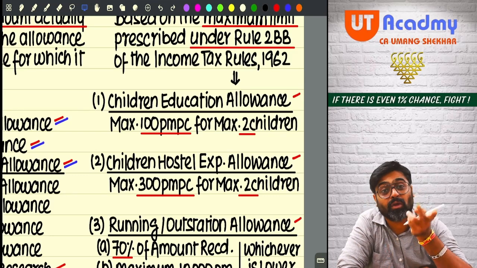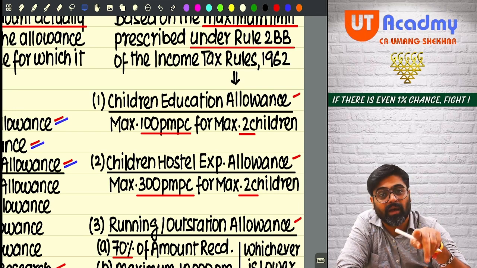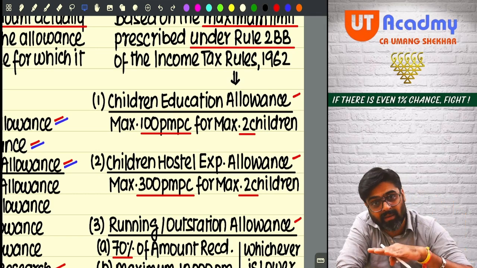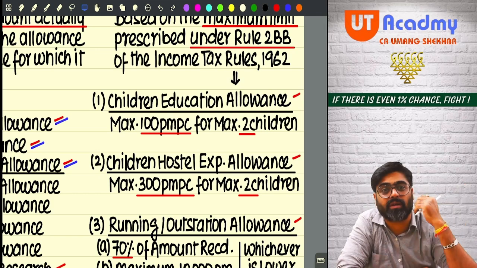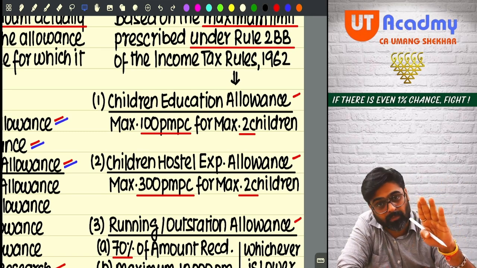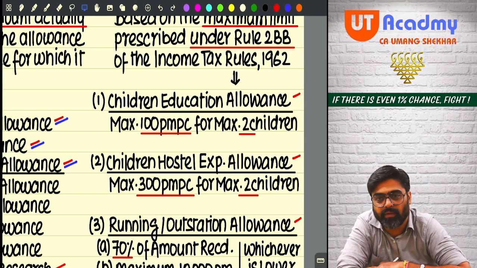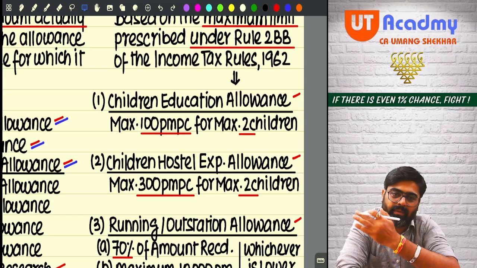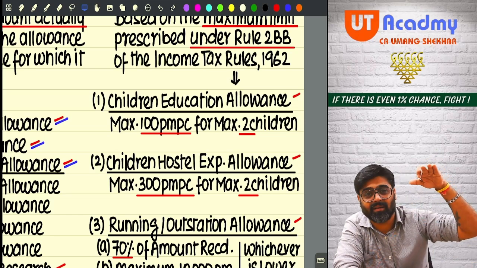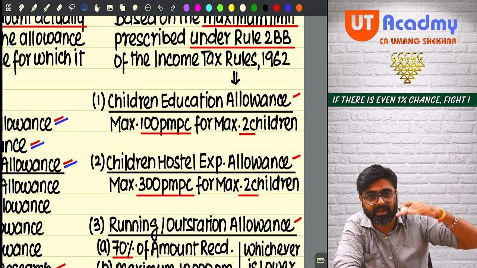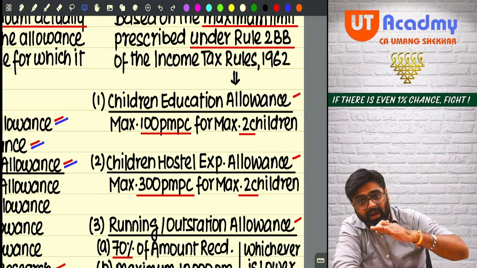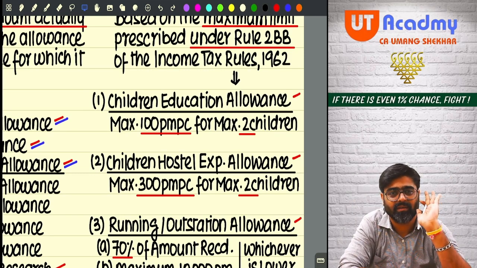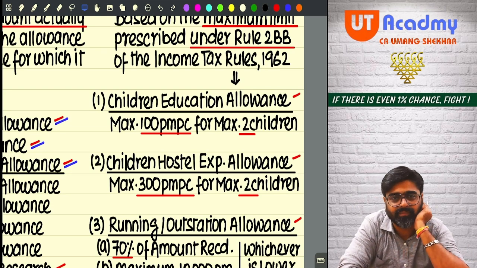And for those two children also, the exemption will be up to 100 per month per child only. Meaning that any amount which you receive more than 100 for those two children will be taxable. But up to 100 it will be exempt. If you are receiving only 90 rupees per month for one child, the entire 90 will be exempt. You cannot claim 100. 100 is the limit. Are you getting 100 or less than that? Less. So claim the entire amount as exempt, because that is within the limit of 100.